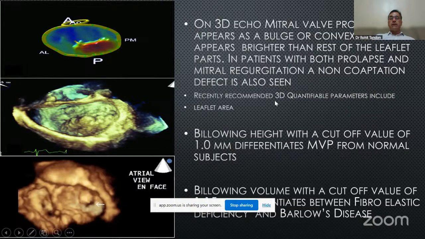The recently recommended 3D quantifiable parameters include the leaflet area, the prolapse, and the number of prolapsing segments. In this case the patient had Barlow's, and in Barlow's there is a multi-scallop prolapse that we can see. Then this new 3D software has even pointed out the 3D prolapsing volume. This is very helpful in differentiating Barlow's disease from fibroelastic deficiency, and cutoff values exist, like 1 millimeter to differentiate MVP from normal subjects. The height is now a better choice in 3D echo.